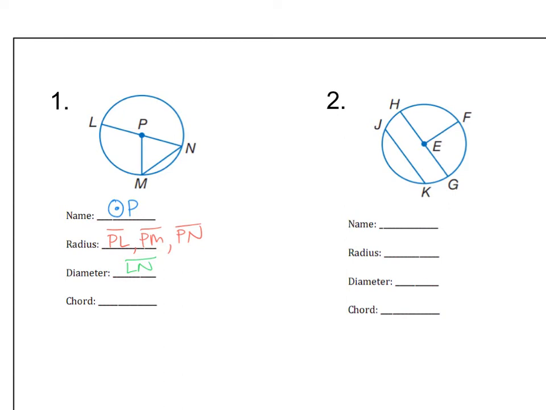All right, last one. Let's try chord. So when you look at this picture, can you name a chord? If you're thinking MN goes from M to N, from one part of the circle to another part of the circle, you are correct. Segment MN is a chord. Okay, I'm going to now have you pause your video and try number 2 on your own. When you're done, unpause the video.